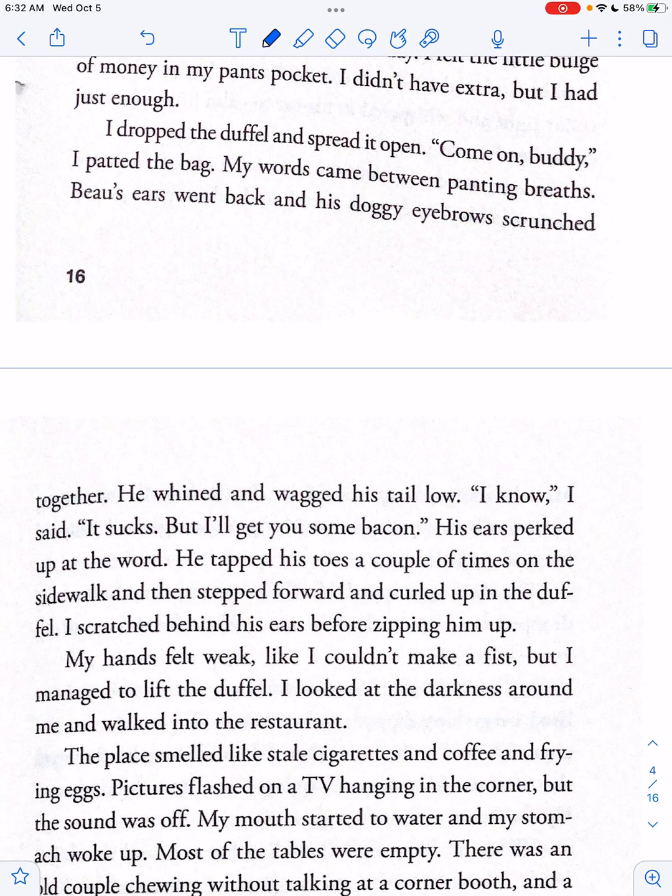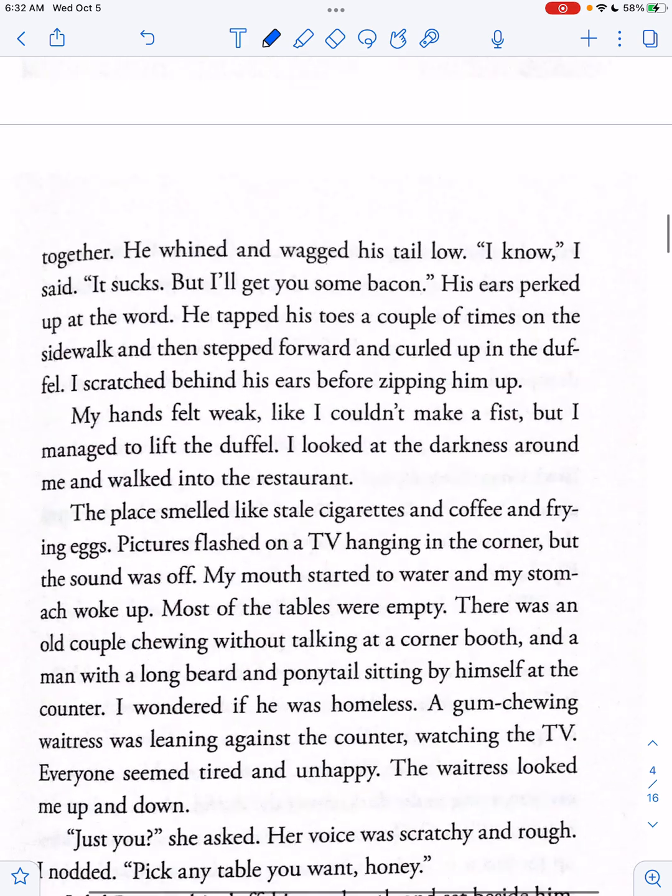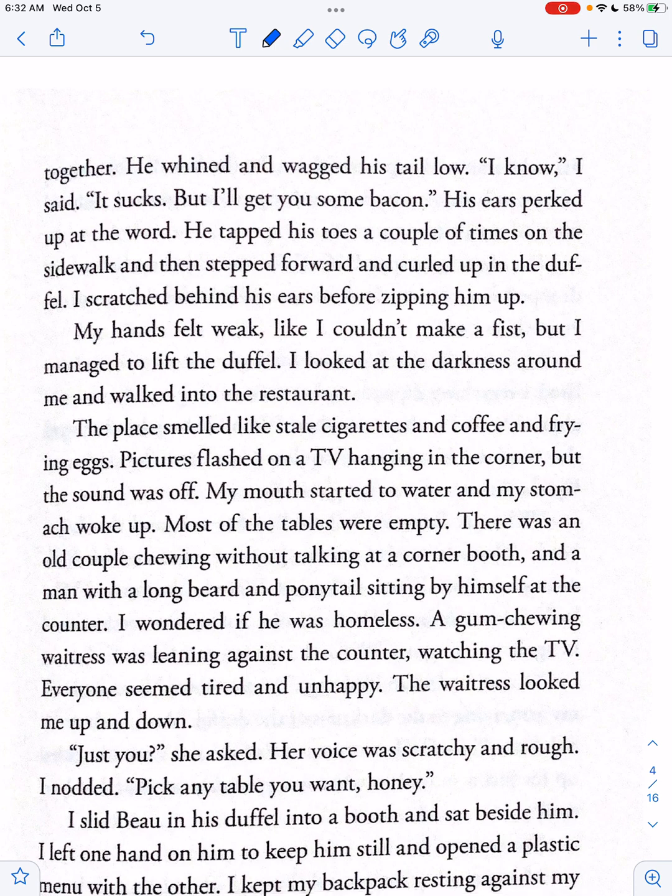I dropped the duffel and spread it open. "Come on, buddy." I patted the bag. My words came between panting breaths. Bo's ears went back and his doggy eyebrows scrunched together. He whined and wagged his tail low. "I know," I said. "It sucks, but I'll get you some bacon." His ears perked up at the word. He tapped his toes a couple of times on the sidewalk and then stepped forward and curled up in the duffel. I scratched behind his ears before zipping him up.